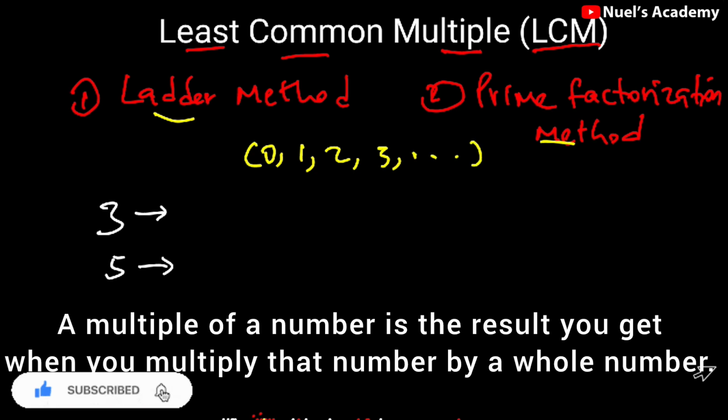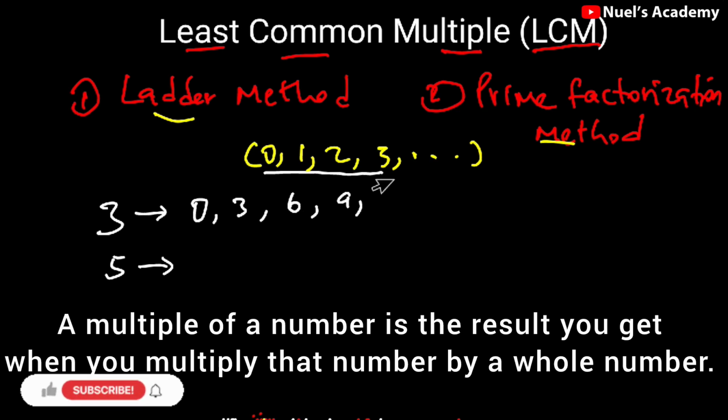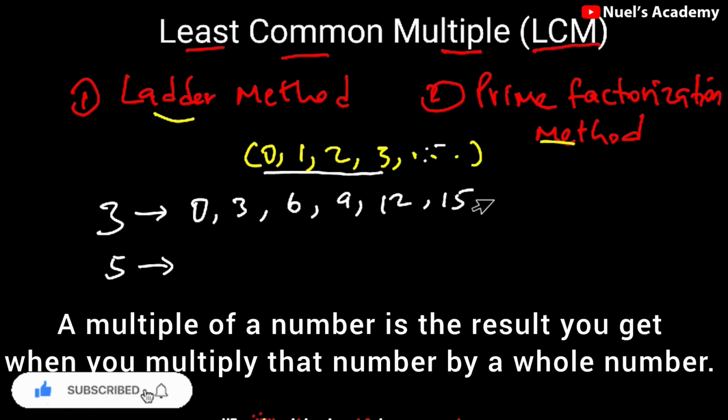So let's take a look at 3 and 5. What are the multiples of 3 and 5? These are the whole numbers we have. If you multiply 3 by 0, you're going to get 0. 3 times 1 is 3. 3 times 2 is 6. 3 times 3 is 9. Let's further extend it. 3 times 4 is 12. Then 3 times 5 is 15, and so on.